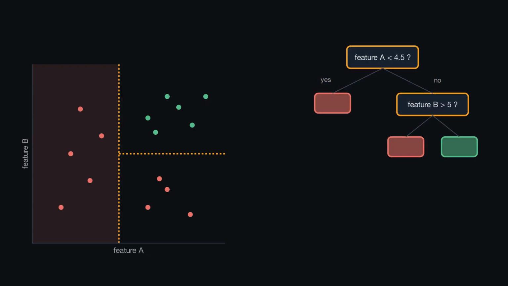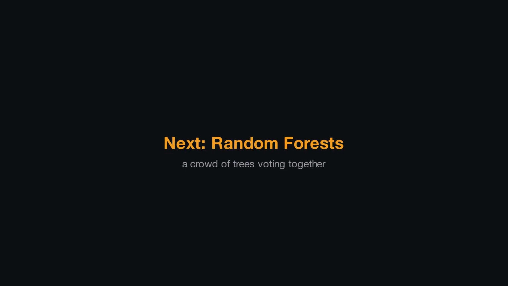So a decision tree is just smart questions, splitting the world into pure boxes. Easy to read, easy to follow. Keep it shallow, and it stays honest. One tree can be shaky and easily fooled, so next we grow a whole forest of them and let them vote. Random forests.